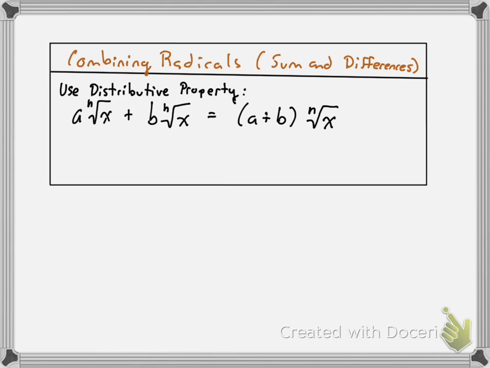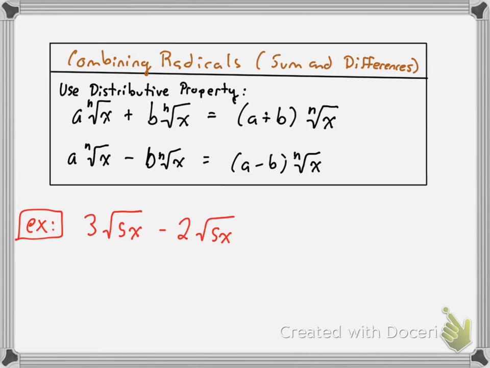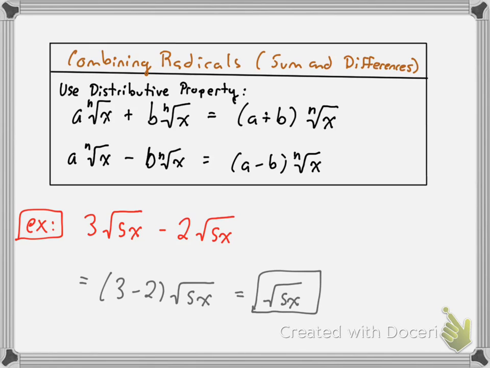So if a times the nth root of x plus b times the nth root of x are being added together, we can combine them by saying a plus b times the nth root of x. We can say a similar sentence if we're subtracting them. For subtracting those expressions, we can subtract their coefficients. In an example, if we had 3 times the square root of 5x minus 2 times the square root of 5x, we could combine the 3 and 2 to say 3 minus 2 times the square root of 5x, which would just be 1 times the square root of 5x.